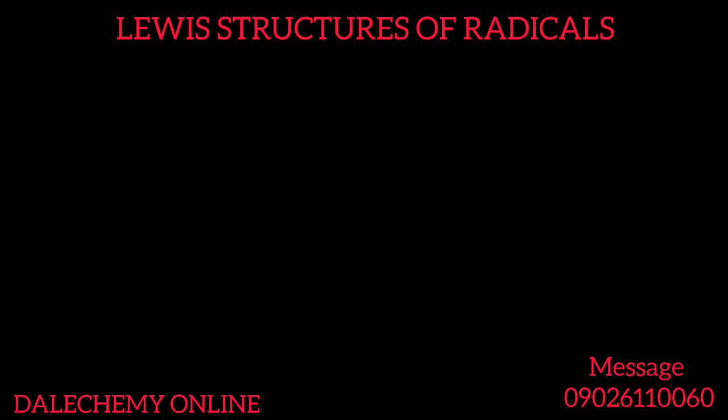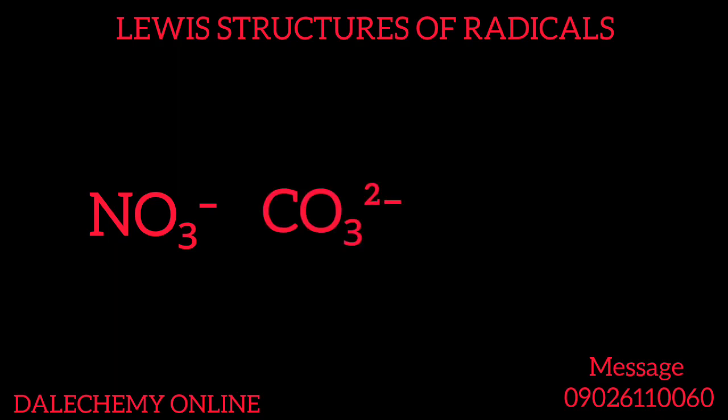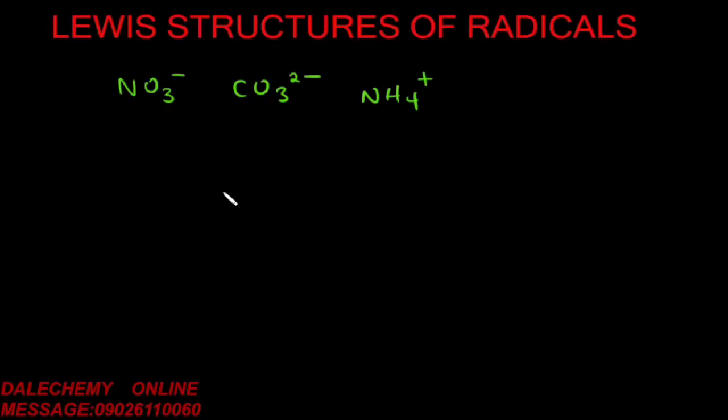So in this video we're going to look at the Lewis structures of radicals. We're going to consider radicals like NO3 minus, CO3 2 minus, and again some positive radicals like NH4 plus. Now there's some radicals that do not straightly follow these rules, and we're going to look at them separately in other videos. But let's consider these ones first. I think these ones are very straightforward.